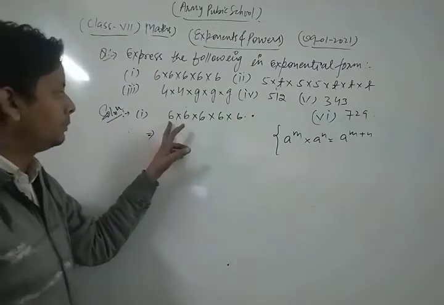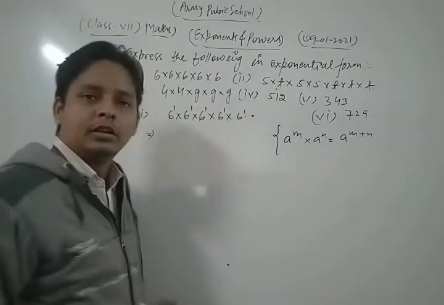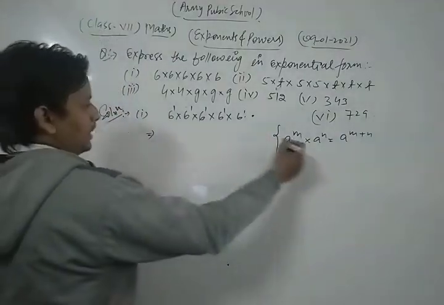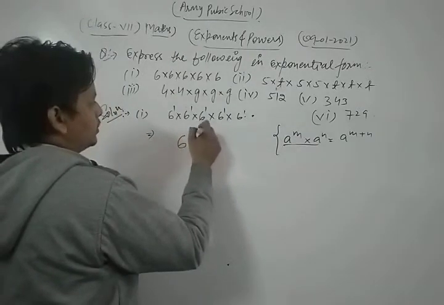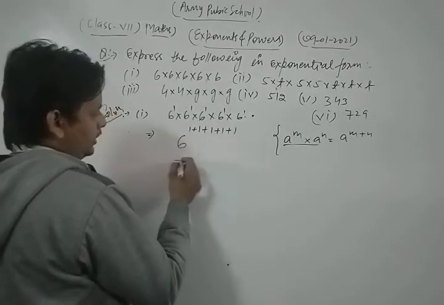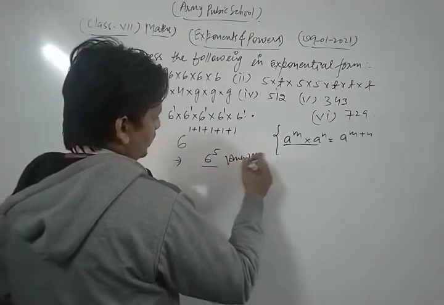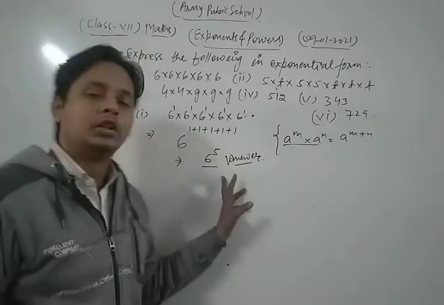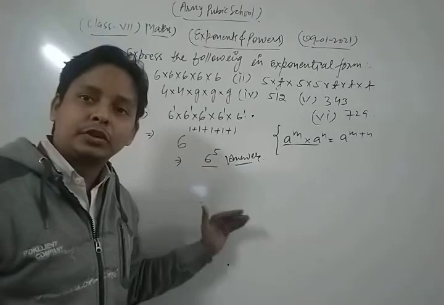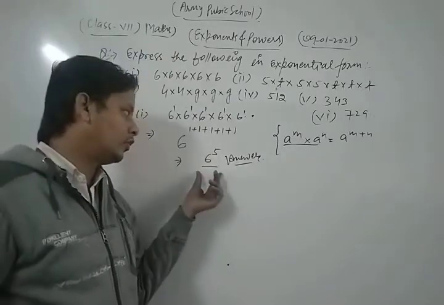Okay. Now let's see here. The bases 6, 6, 6 are the same, and the power of each number is 1. So we add them. We apply that law of exponents. So we get 6 to the power 1 plus 1 plus 1 plus 1 plus 1. 1, 2, 3, 4, 5. So we can write 6 to the power 5. So this is the required solution of the given question, which is in exponent form. So we can write this question in exponent form in this way.